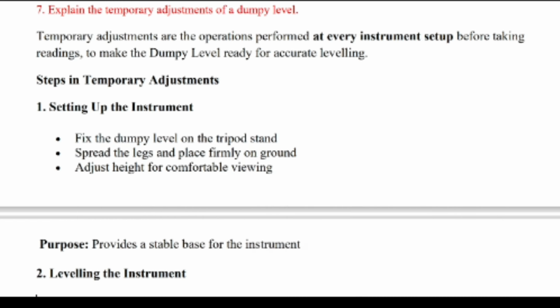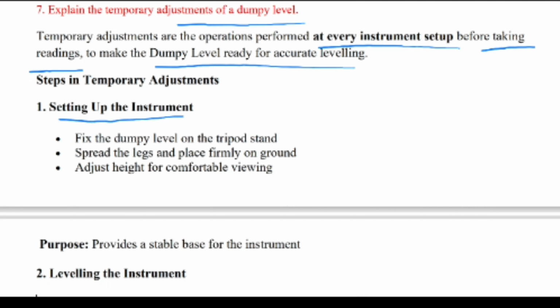Next is the temporary adjustment of the dumpy level. Temporary adjustment is setting the instrument for taking the readings and making the dumpy level give accurate leveling. First, setting the instrument: fix the dumpy level on a tripod and place the tripod properly on the ground, and adjust the leveling to provide a suitable base for the instrument. What is the purpose of setting? To provide a proper base for the instrument.